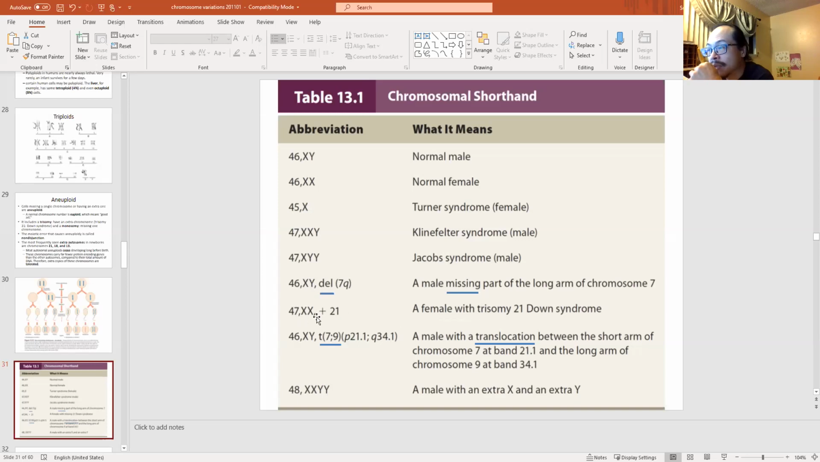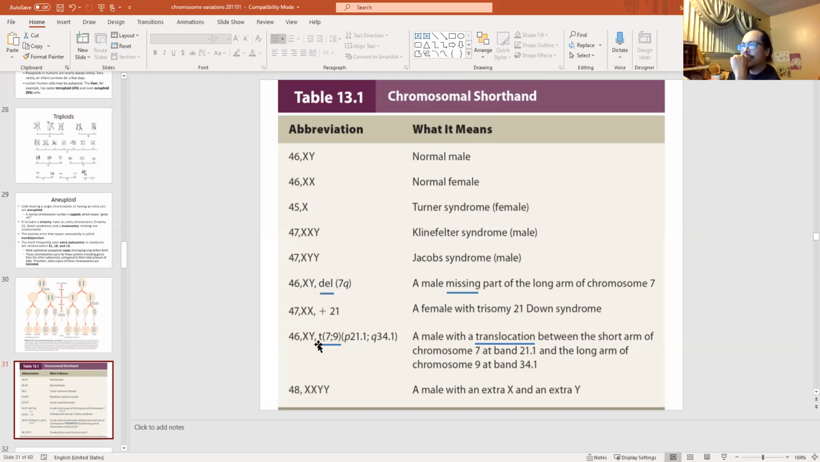If the number is not different from 46, say 46, XY, then what disorder is identified here? It would be a deletion: missing part of 7q. Q is the long arm, so it's the missing long arm of chromosome 7. So this is a deletion, the loss of part of this chromosome.